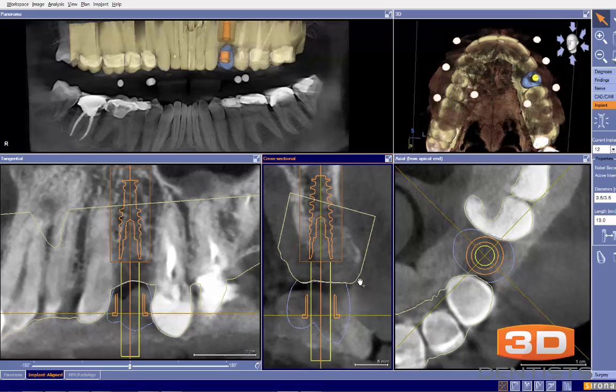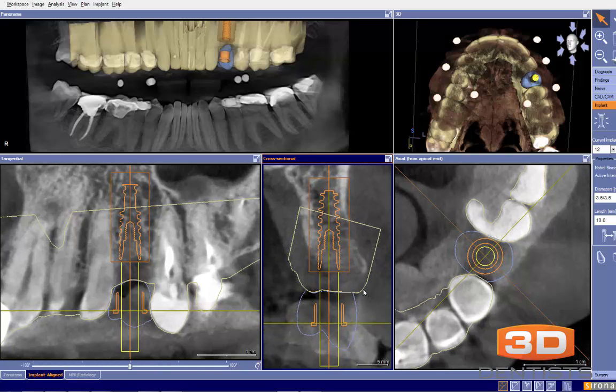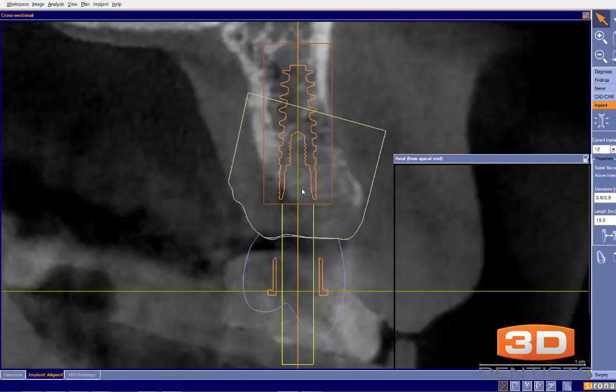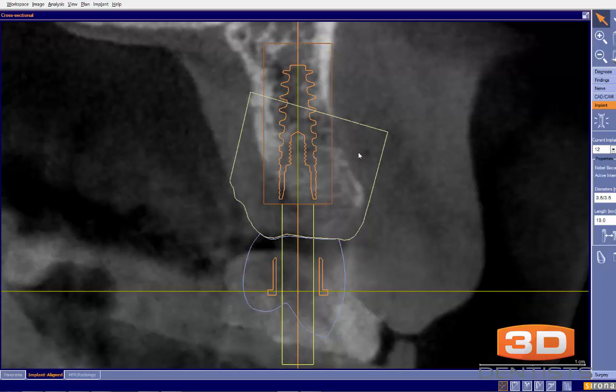Now, overall, generally speaking, your plan is quite nice. There are a couple of areas that I would consider making some changes on. One is right here. This is quite close. Now, we do have the accuracy of guided surgery, but why take that risk right there? So if we had the ability to simply just move that implant over a little bit and maybe even tilt it there just a little bit, gives us a little bit more space.